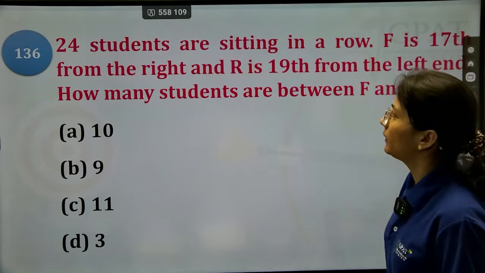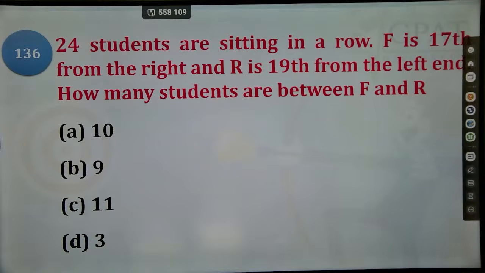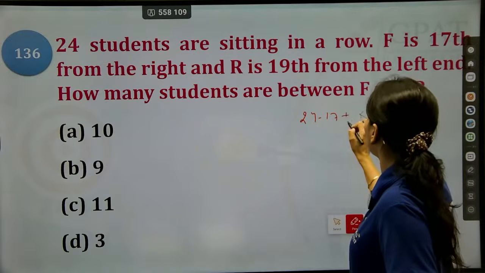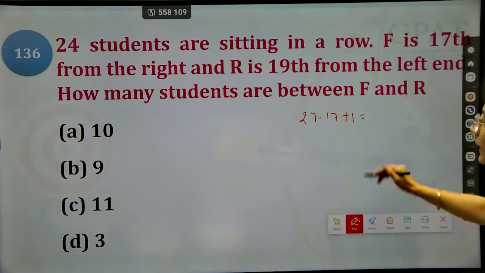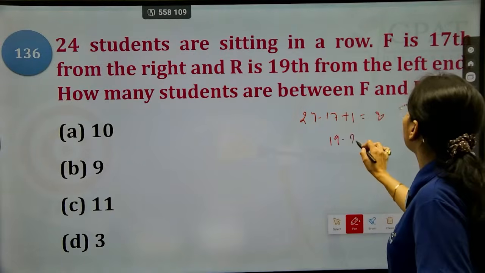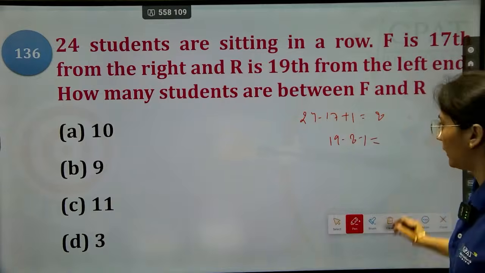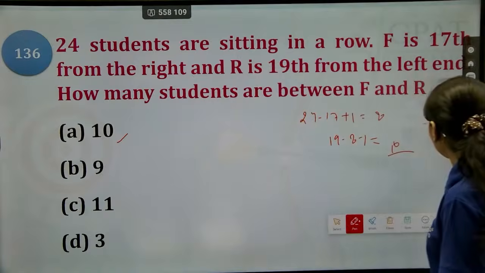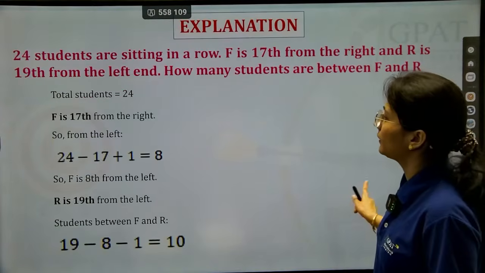Now another question. 24 students are sitting in a row. F is 17th from the right and R is 19th from the left, and how many students are between? So we can directly use 24 minus 17 plus 1. That is 8. So 19 minus 8 minus 1 will get our answer. So the answer is 10.